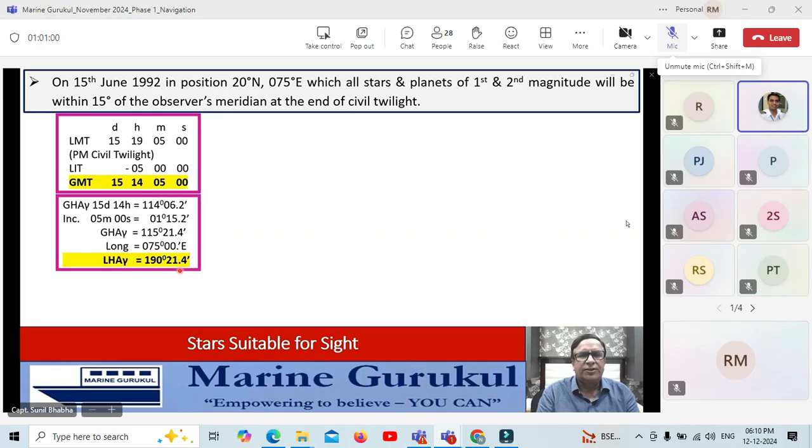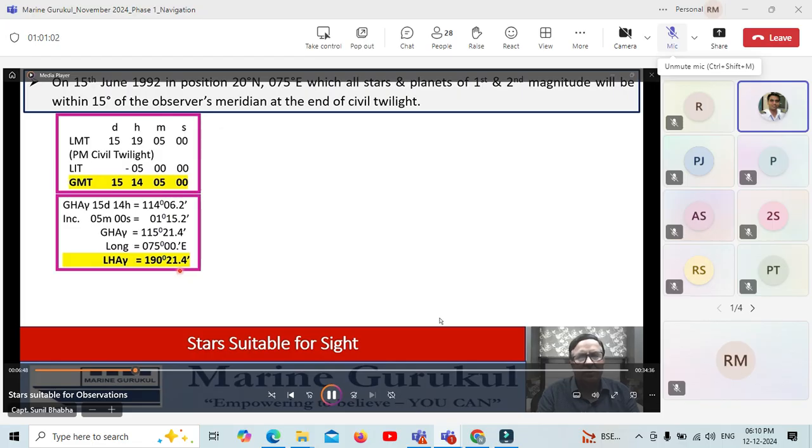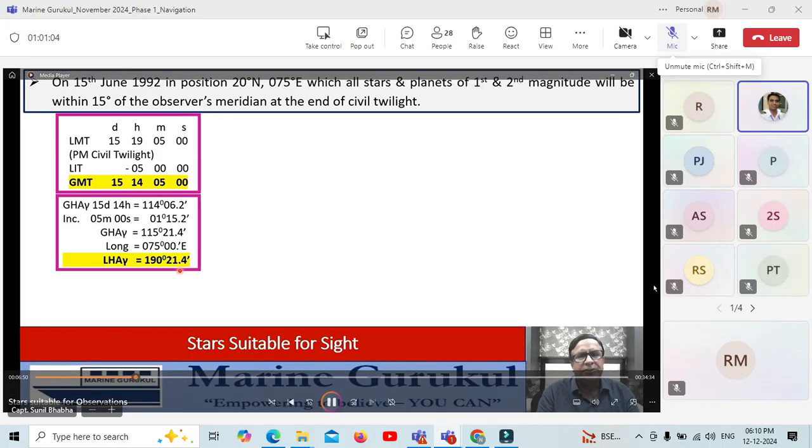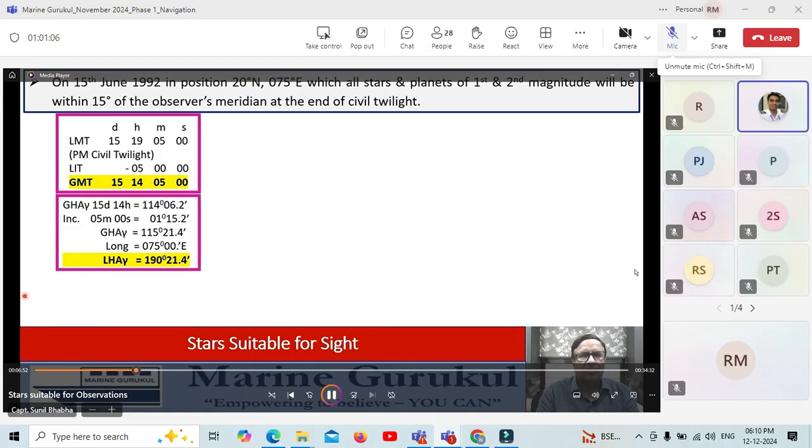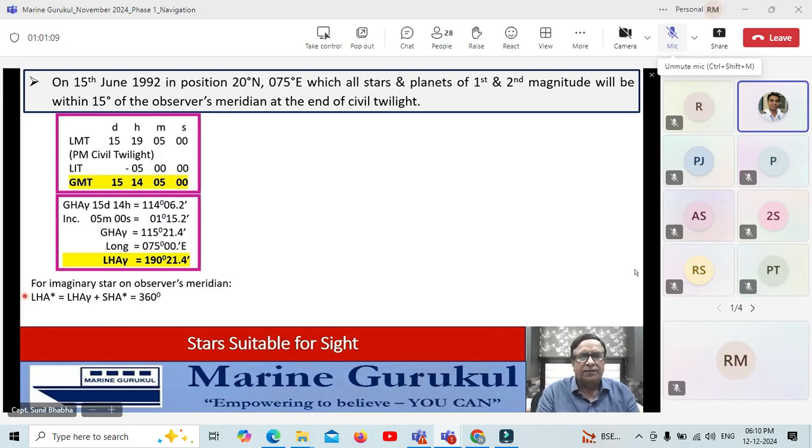Now using this LHA Aries, we calculate the SHA of an imaginary star, which is on observer's meridian. And we know that if the star is on observer's meridian, its LHA is 360, and it's equal to LHA Aries plus SHA star. Using the value of this calculated LHA Aries, we get the SHA of this imaginary star to be 169 degrees 38.6 minutes, and this star is assumed to be on observer's meridian.